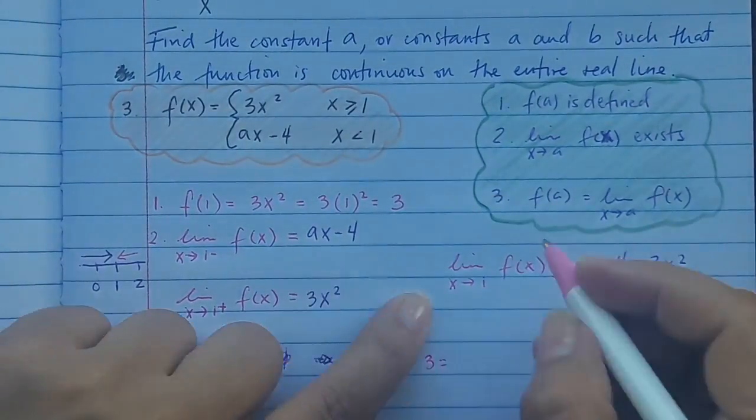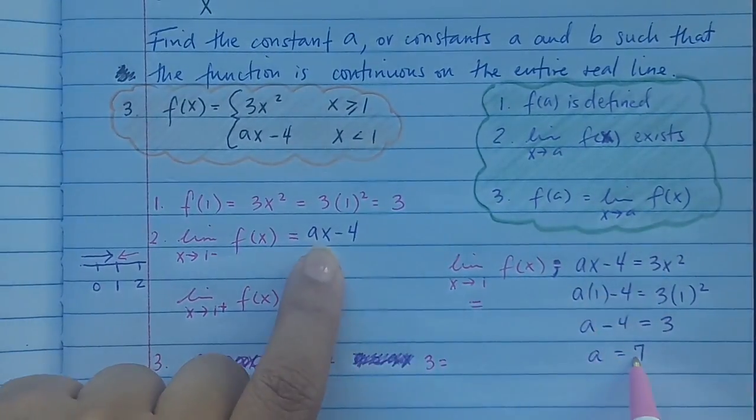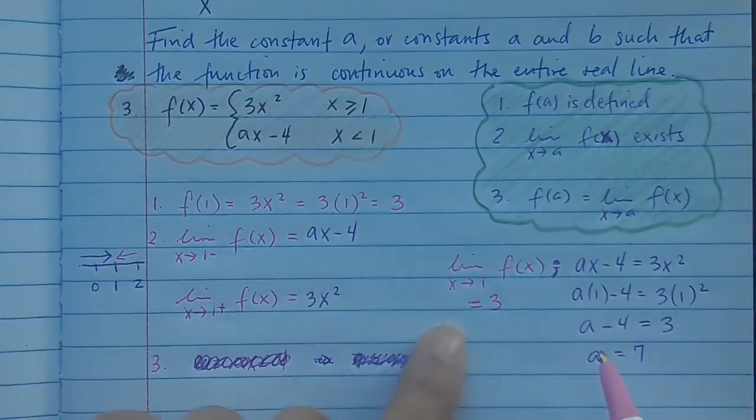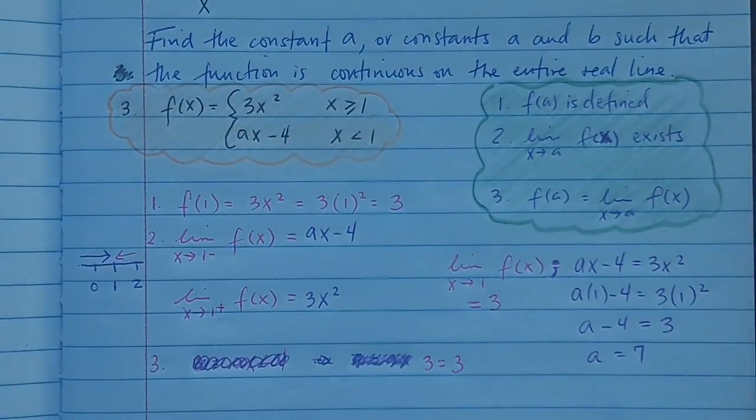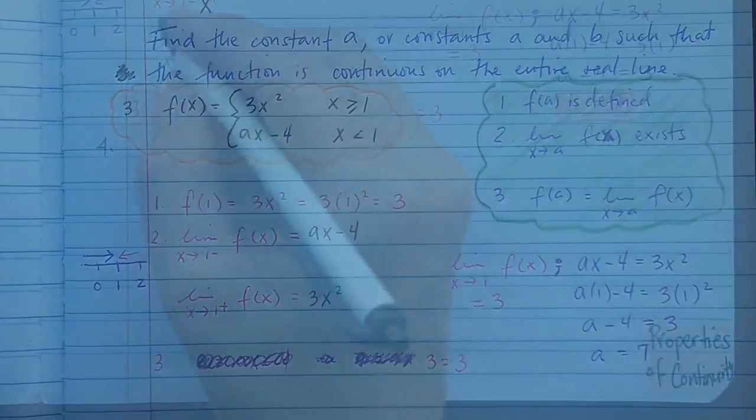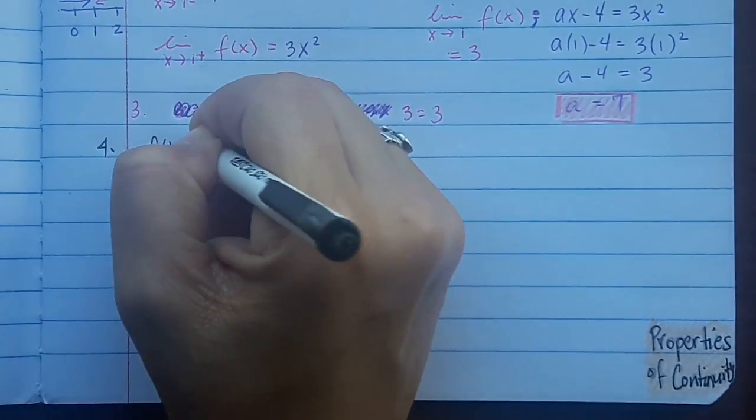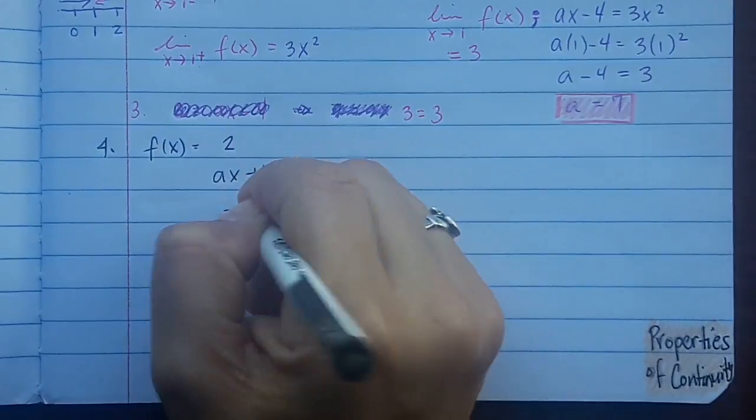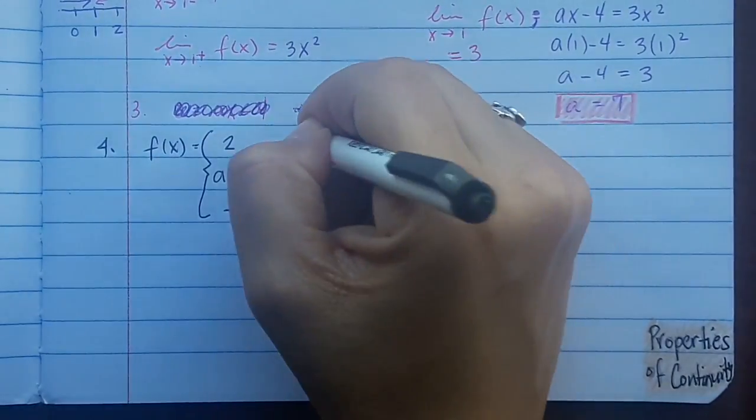So if a is 7, 7 times 1 is 7 minus 4 is 3. So the limit as x goes to 1 of f(x) is 3. And finally, where the function is defined is equal to the limit. Let's take a look at one more example. Let's make this one a little bit more complicated, where you have a system of equations.